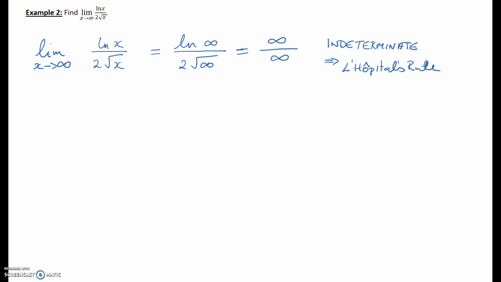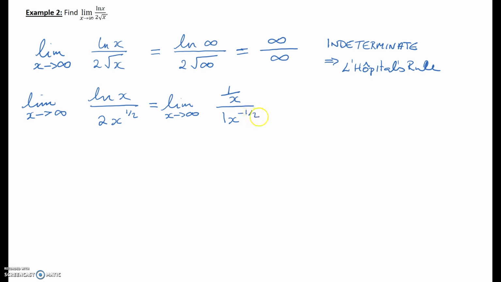So if we apply L'Hopital's rule to that, the limit as x approaches infinity of log x over 2 root x, we're going to differentiate. So write this 2 root x as 2 times x to the power of 1/2, and we're going to differentiate the top and bottom. It's going to become the limit as x approaches infinity. Differentiate log x, you get 1 over x. And differentiate 2 times x to the power of 1/2: multiply down by the power, 2 times 1/2 is 1, and it's going to be x to the power of negative 1/2.